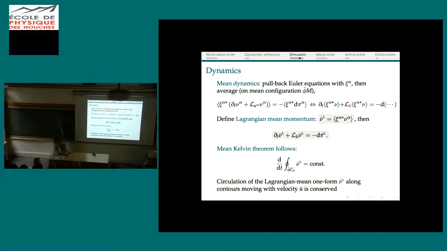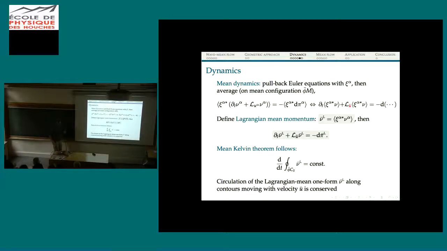But because the form is so simple, I can repeat the derivation of the Kelvin circulation theorem, and I know that it will be satisfied for the mean velocity. And again, the contour will move with the mean map, so the velocity is the mean velocity, and the integrand now is something different.